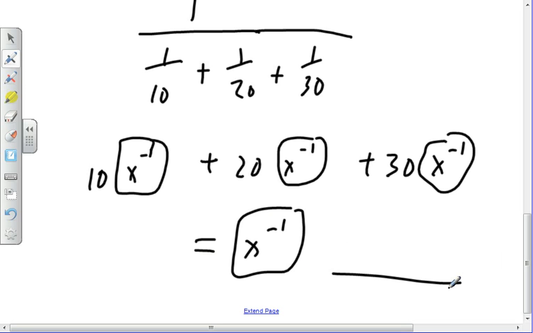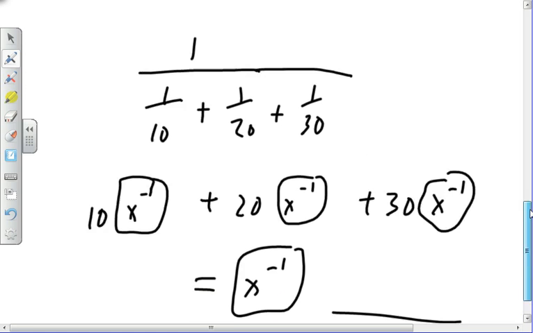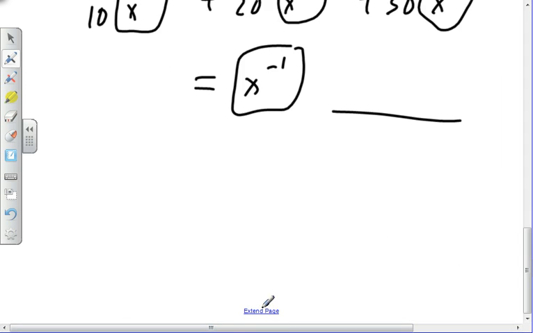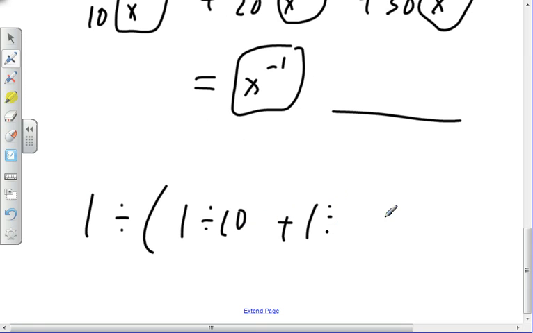If you have a graphing calculator or my TI-36 Pro, I would probably just enter it as you see there. I'd probably just enter 1 divided by parentheses, 1 divided by 10 plus 1 divided by 20 plus 1 divided by 30, close parentheses.